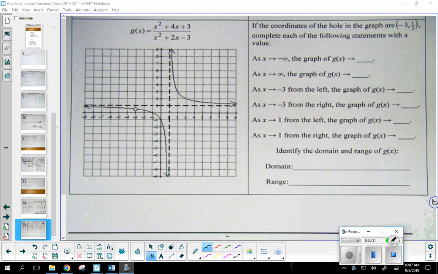Now, these are more writing out or verbalizing the ideas. It's the same as the notation we've been using in class. So as x approaches negative infinity, the graph of g approaches, well, it's the same as saying the limit as x approaches negative infinity of g of x equals. Okay, so it's the same as what we've been doing in class. It's just not using the notation. It's actually writing it out.